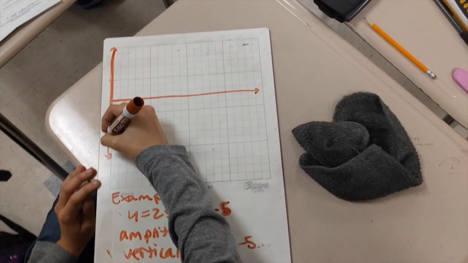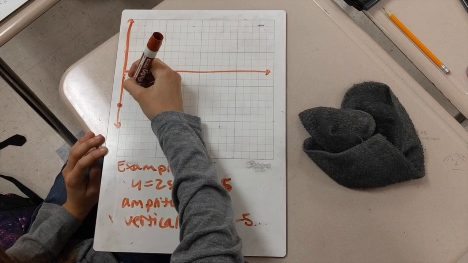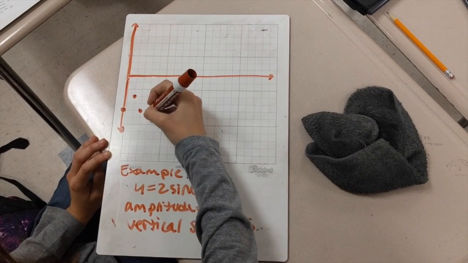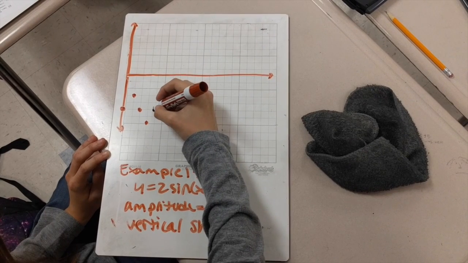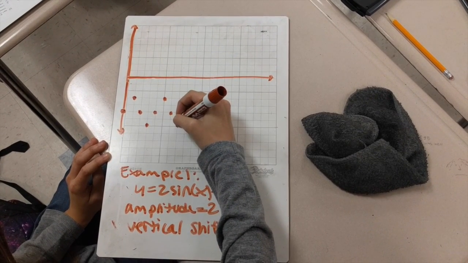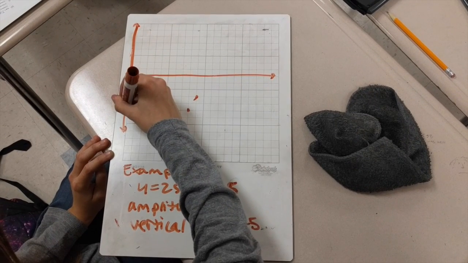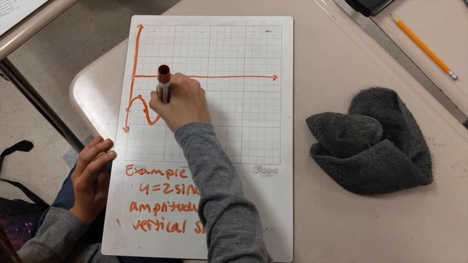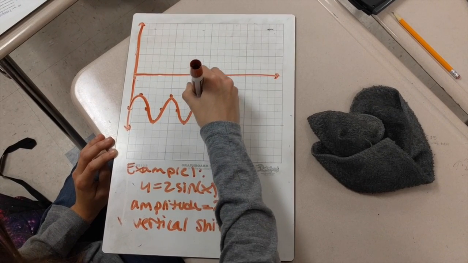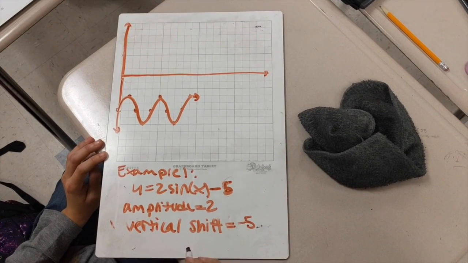So for this example, we know that the amplitude is 2 and the vertical shift is -5. So we start the graph at -5 on the y-axis instead of 0, and we go up 2 and down 2 since that's our amplitude.